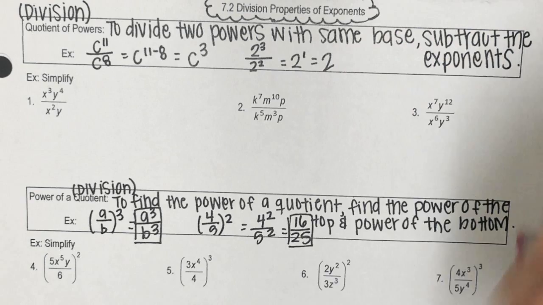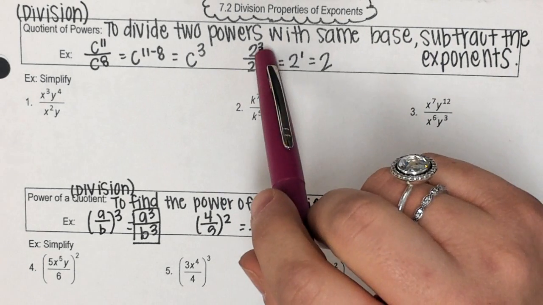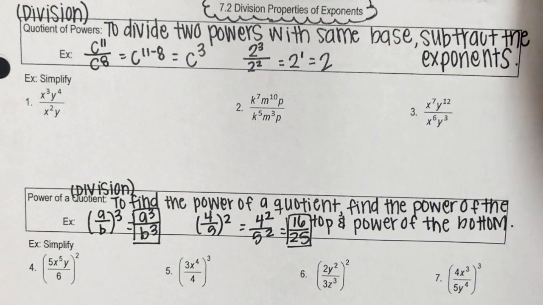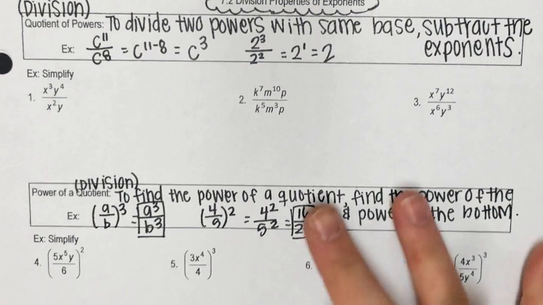Hold on, how did you get 8? 2 to the 3rd power is 8. 2 times 2 is 4. 4 times 2 is 8. Okay? So let's do an example.